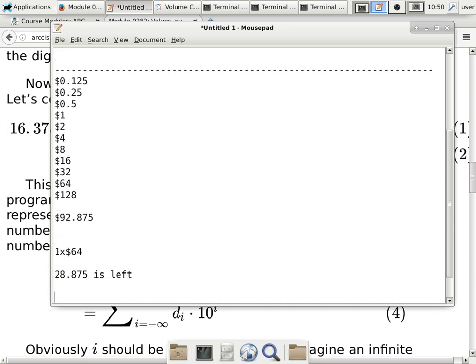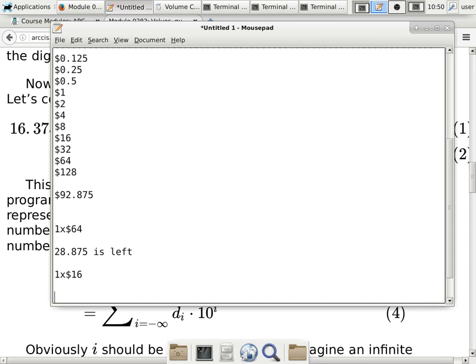So you look at $28.875 and go, let's try 32. 32 is too much. And then you go to 16 and go, we know there's one 16 in this amount. So you say, we need one $16 bill. Is that working so far? Are you guys following along with the logic? Okay, cool. So you subtract 16 from 28 point something, and even I can do this one. I hate base 10, it's so hard to use.